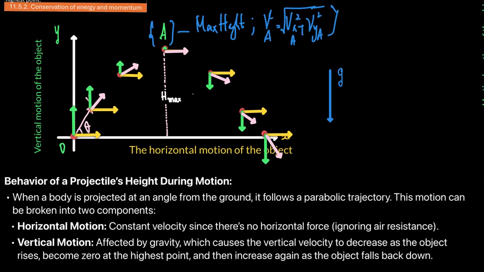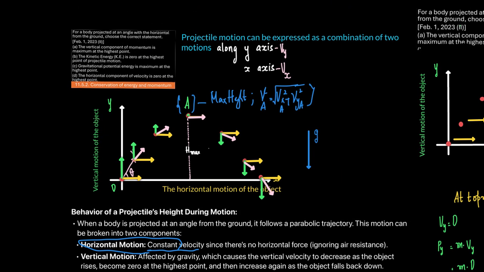So what is the behavior of an object under projectile motion? When a body is projected from the ground at an angle theta, it follows a parabolic trajectory. This motion can be broken into two components. One is the horizontal component at constant velocity, since there is no horizontal force, ignoring air resistance. So the horizontal motion is constant in nature. The second is vertical motion, which is affected by gravity, which causes the vertical velocity to decrease as the object rises and then increase as the object comes down. If you have written this down, and if you were concentrating during the previous diagram, I think the concepts would be clear by now. If you find recollecting projectile motion difficult, I tried to give you a brief recap. Now let us go through each and every statement given to us here.